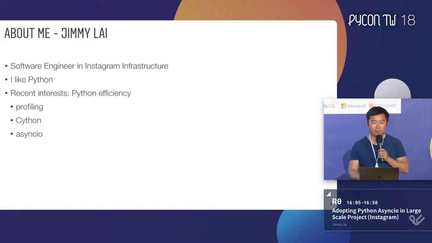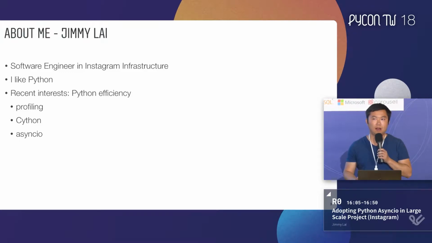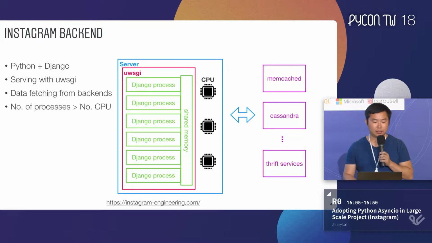So I'm in the efficiency and reliability team in Instagram. Our Instagram user growth is very fast, and we also keep developing a lot of new features. So our number of servers also grows very fast. That's why we have a dedicated team to work on efficiency, to try to slow down the number of server growth. So let's take a look at the Instagram backend architecture.